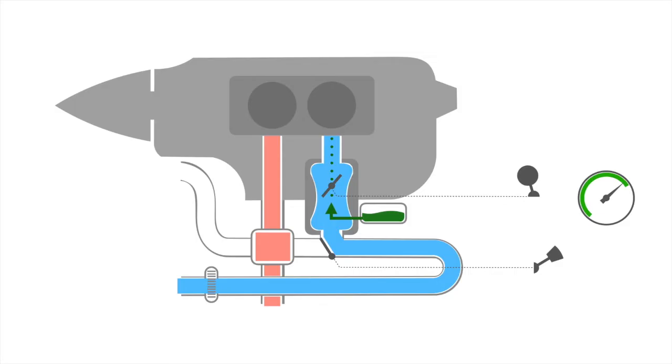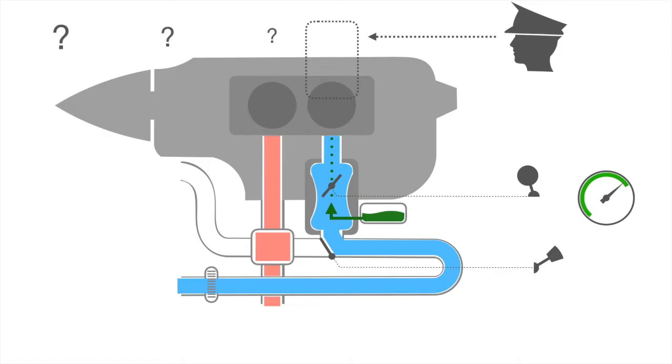Another advantage is that if the carburetor was mounted on top of the engine, the pilot would have a good view of it but would not see what's in front of the aeroplane.